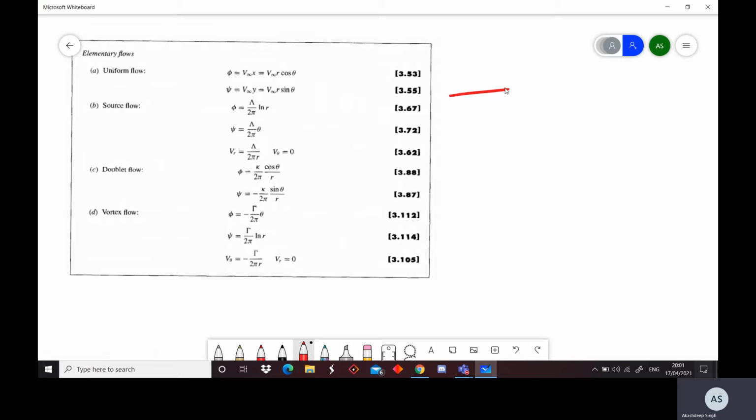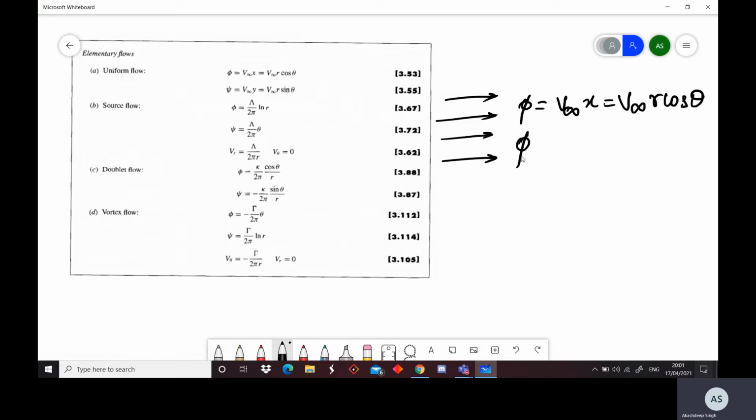For uniform flow, it is just the standard uniform flow, which has a phi of free stream velocity times x. In polar coordinates it will be free stream velocity times r cos theta, where r is the direct distance between the origin and the point we're talking about. And the stream function will be equal to v infinity y, or v infinity r sin theta. So this is for uniform flow. I will not write down the formulas as they're listed here. I'll just draw the flows so that we get an idea of which flow we're talking about.